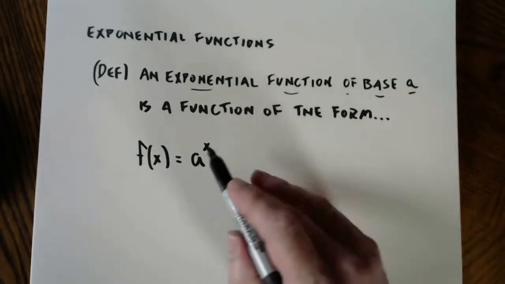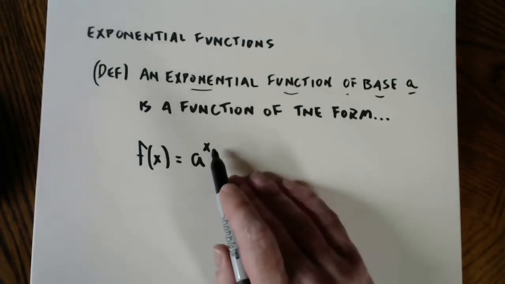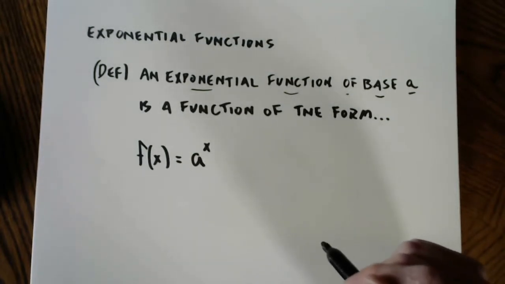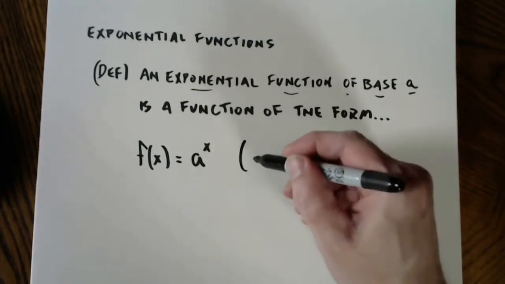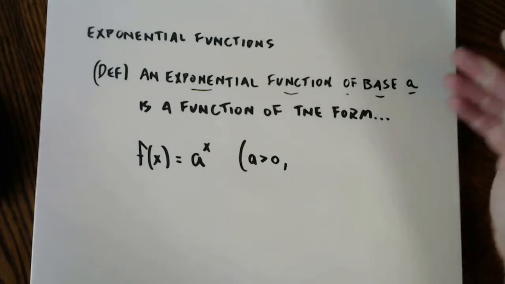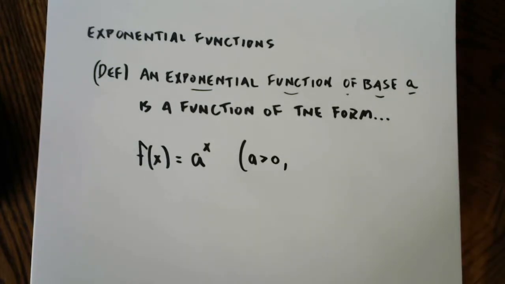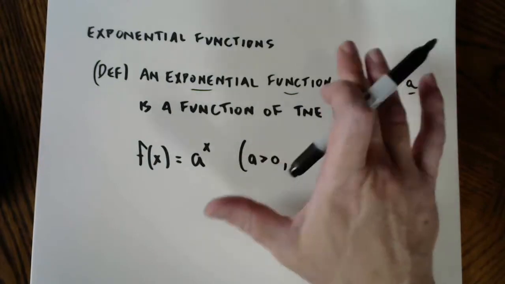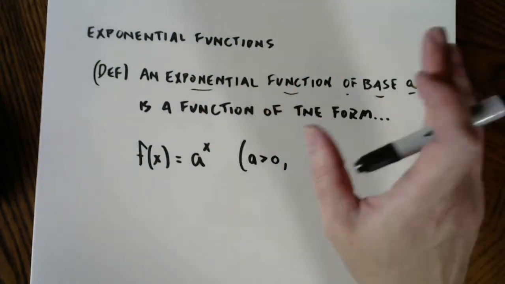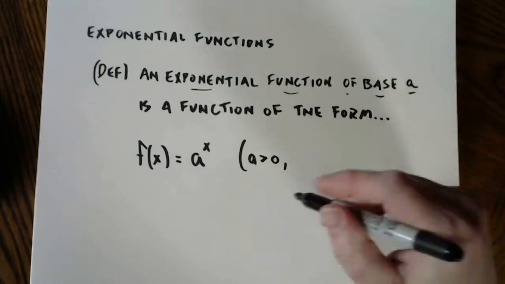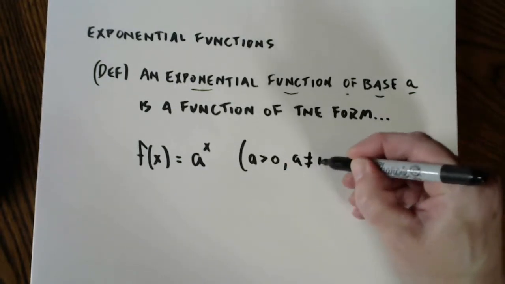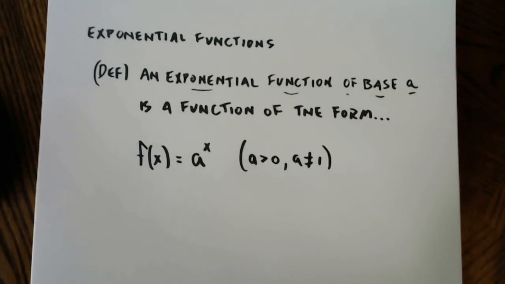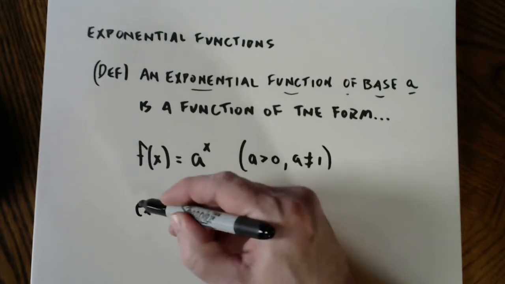Okay, so here a is a real number. x is the variable, of course. A few restrictions. a must be positive for this to make sense. And also, if a happened to be 1, then every output would be 1, and it would be an oddball case that wouldn't share any of the properties that we're going to talk about, so we throw that out. We don't want special cases.